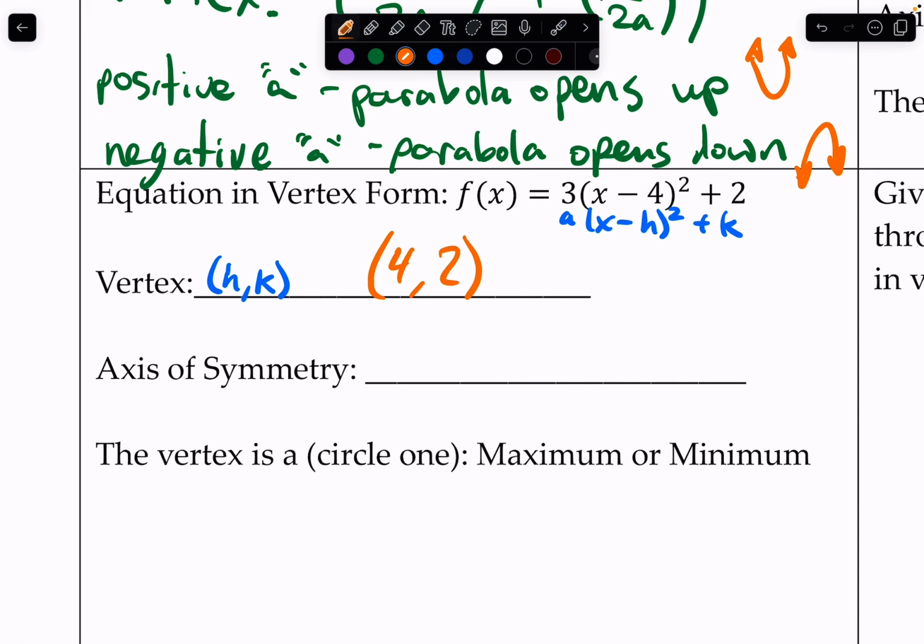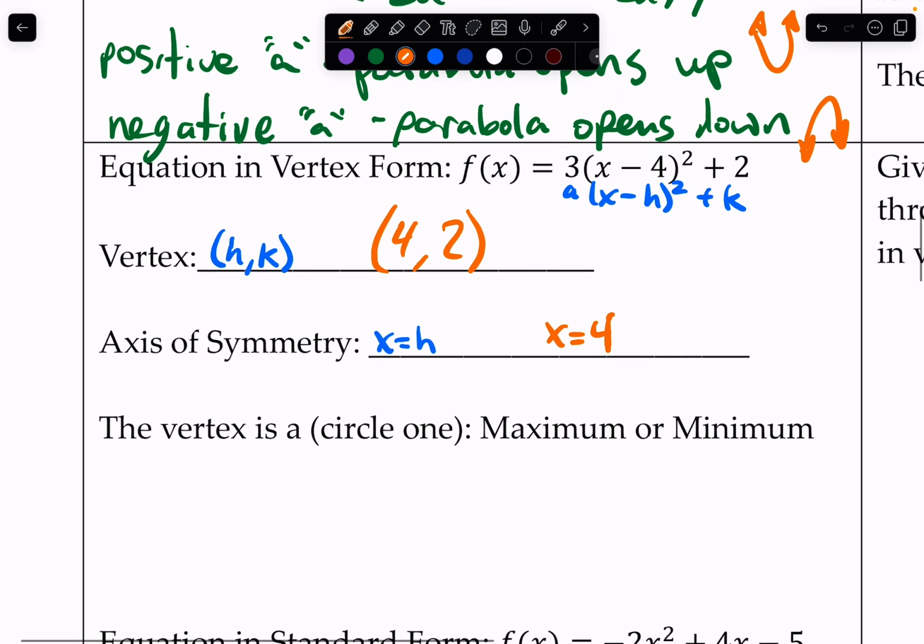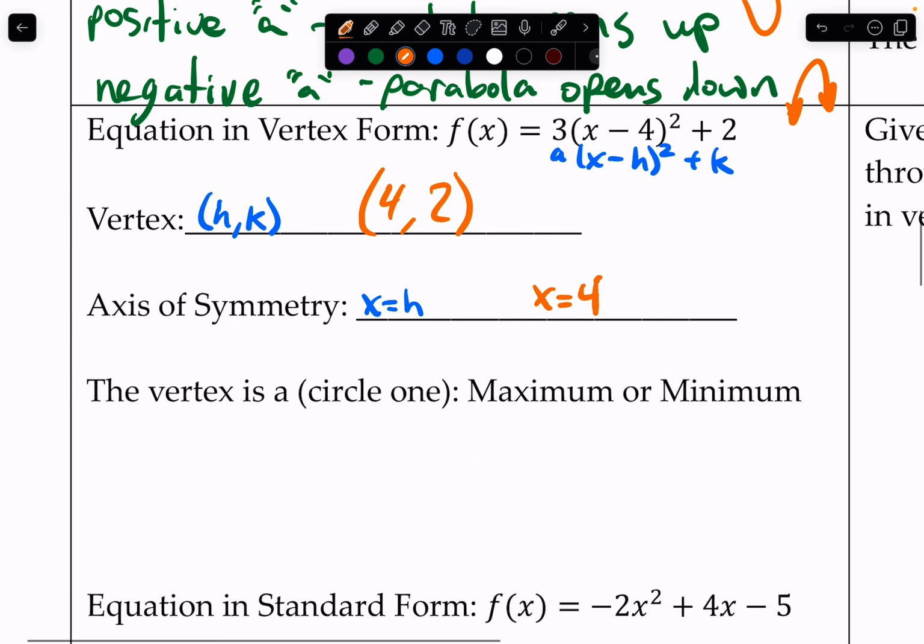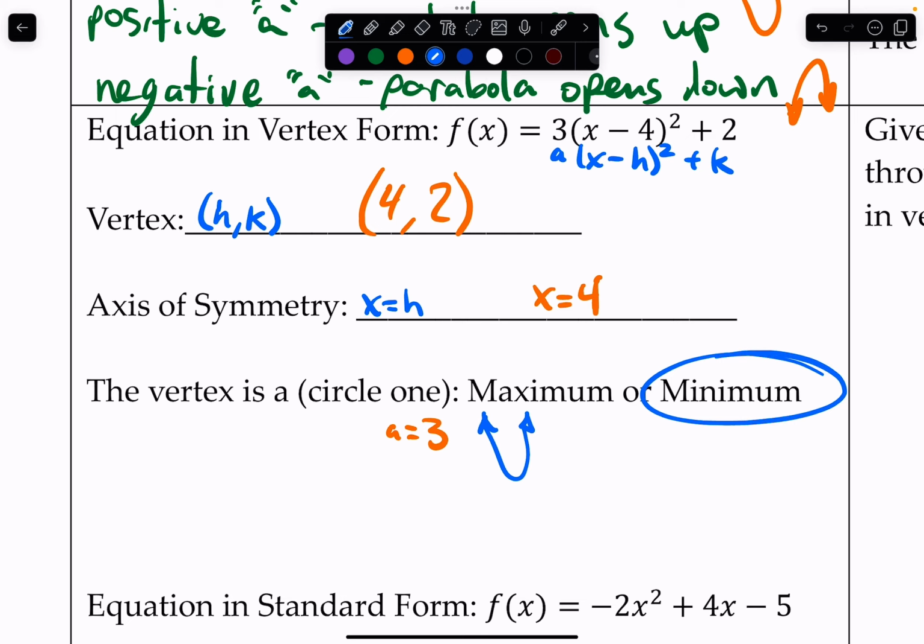Axis of symmetry is always at x equals h. We just found out that our h value is 4, so this is going to be x equals 4. All right, moving on. Our a value is 3. That's positive, which means our graph is going to open up, not the best parabola in the world, but our graph is going to open up because our a value is positive, meaning that our vertex is a minimum.